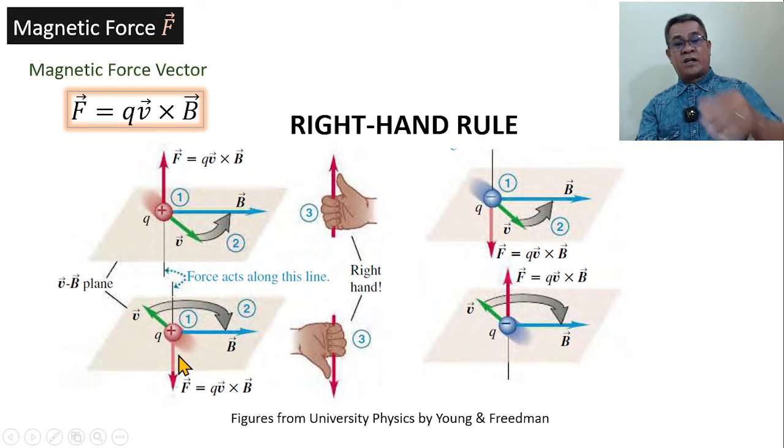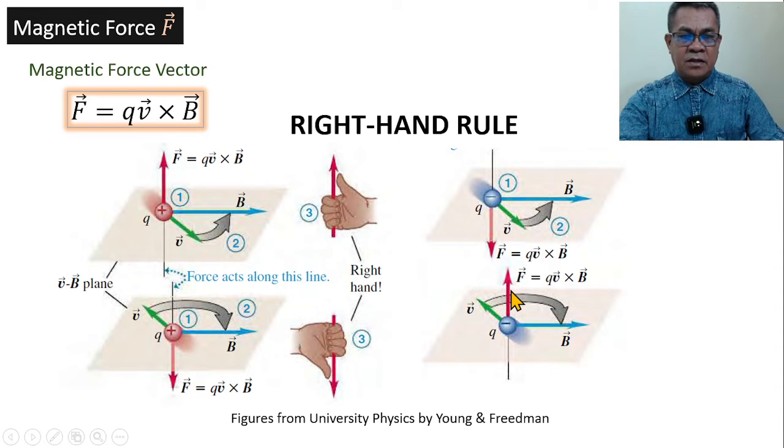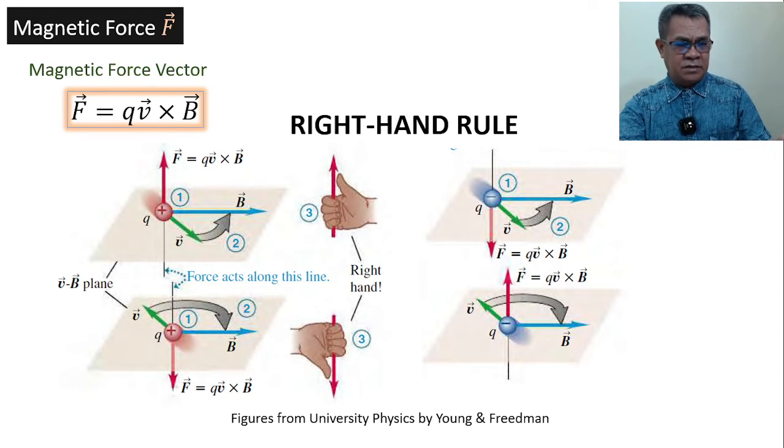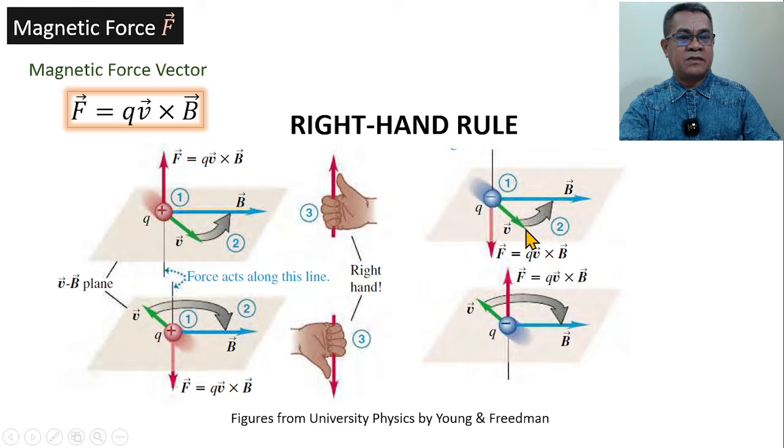So we use the right hand rule. Take note because this is positive. Now what about a negative charge? For a negative charge, you can use your right hand rule again. You can do it. But whatever the result in the right hand rule, reverse the direction. And this is true to this figure.